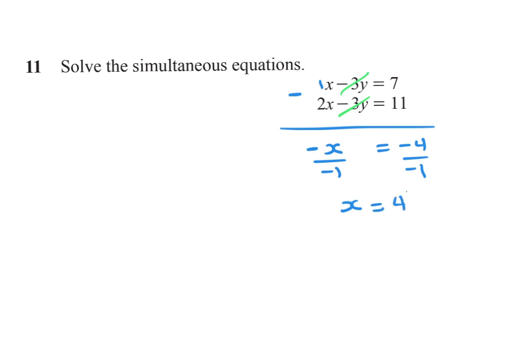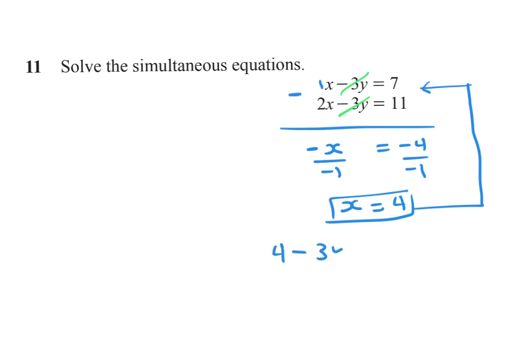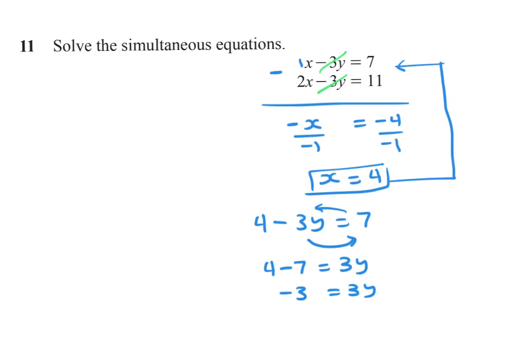Then, how to find y? Just substitute x as 4 in one of the equations. If we substitute in the first equation, 4 minus 3y equals 7. Now you can transpose 3y to the other side and 7 to the other side. So 4 minus 7 equals 3y. So negative 3 equals 3y. If you divide by 3, y equals negative 1. So this is x and y.